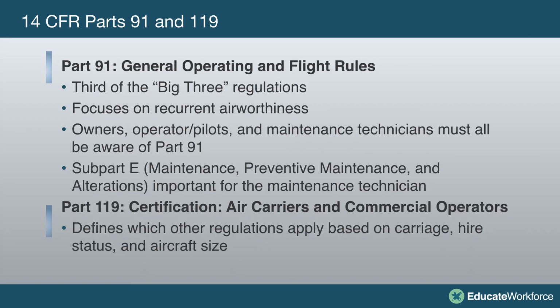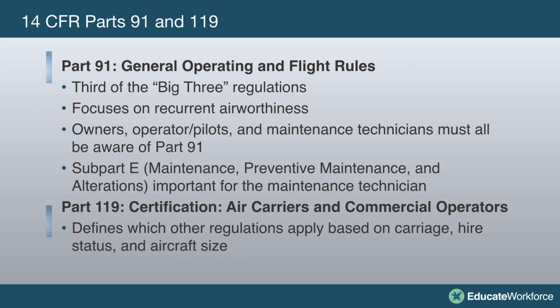14 CFR Parts 91 and 119. Part 91 are the general operating and flight rules. This is the third of the big three regulations. It focuses on recurrent airworthiness. Owners, operators, pilots, and maintenance technicians must all be aware of Part 91. Subpart E is maintenance, preventative maintenance, and alterations, important for the maintenance technician.